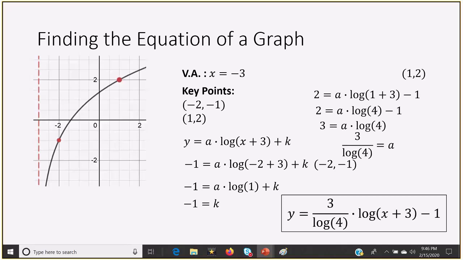I could round that if I wanted to. Like I could get a decimal of 3 over log 4, but why do extra work if you don't have to? So this is a perfectly fine way to write out this equation. y is equal to, your a is now 3 over log 4, times log of x plus 3, minus 1.